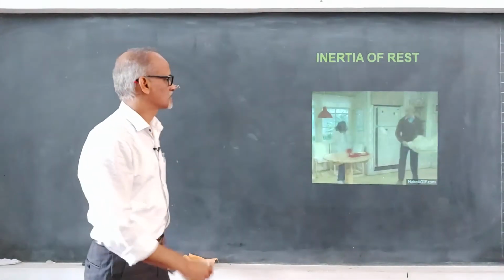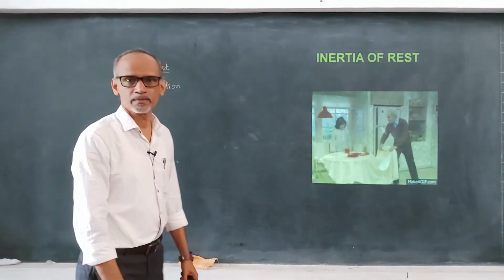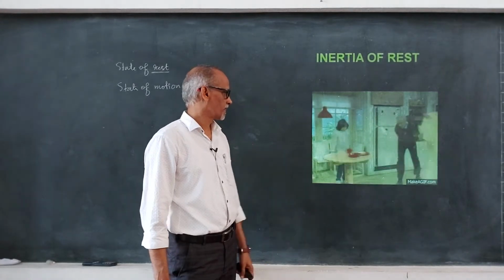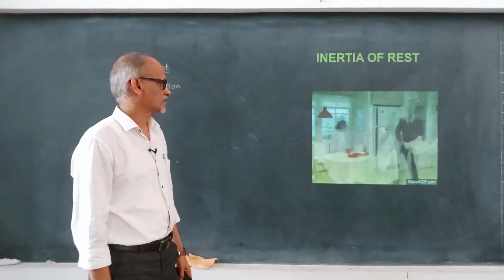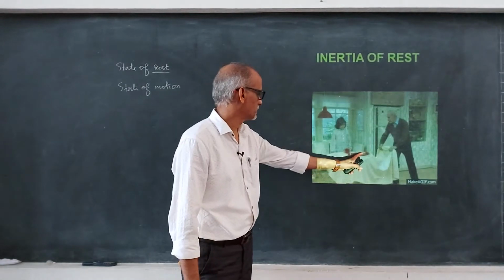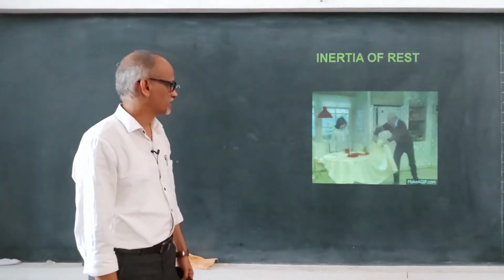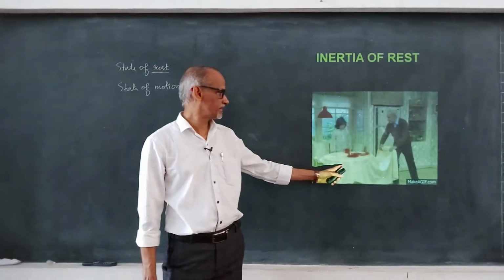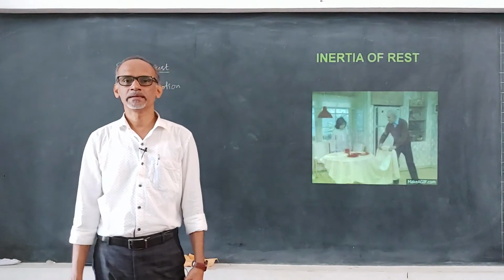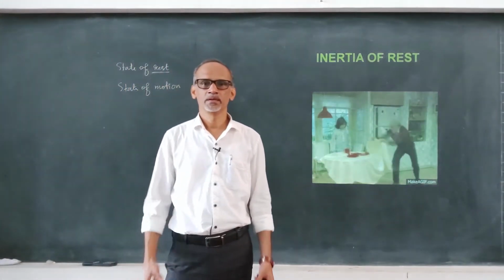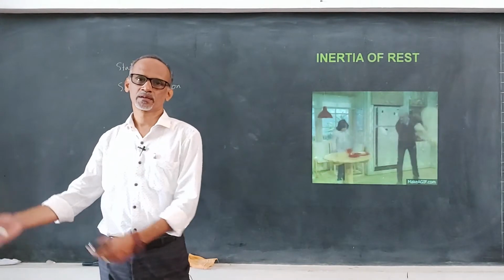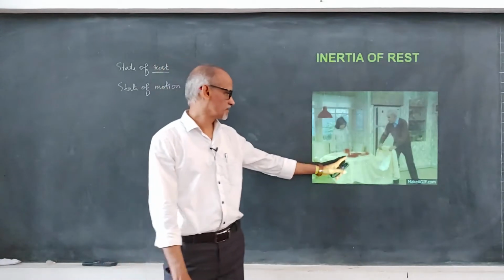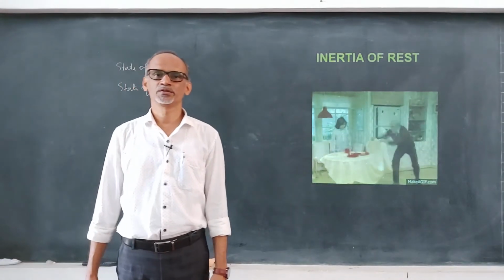You get to see an illustration where, on a table, a man pulls the cloth without disturbing the arrangement of the glasses and plates on it. This is because of inertia of rest, and this happens only if you quickly pull the cloth. If you pull it slowly, everything will come along with the cloth. So, this is a good example where the body continues to remain in the state of rest. This is called inertia of rest.